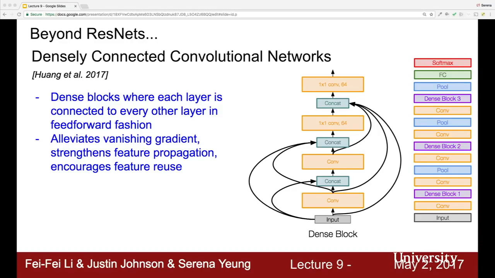Their main takeaway from this is that they argue that this is alleviating a vanishing gradient problem because you have all of these very dense connections. It strengthens feature propagation, and it also encourages feature reuse, right? Because there's so many of these connections, each feature map that you're learning is input to multiple later layers and being used multiple times.